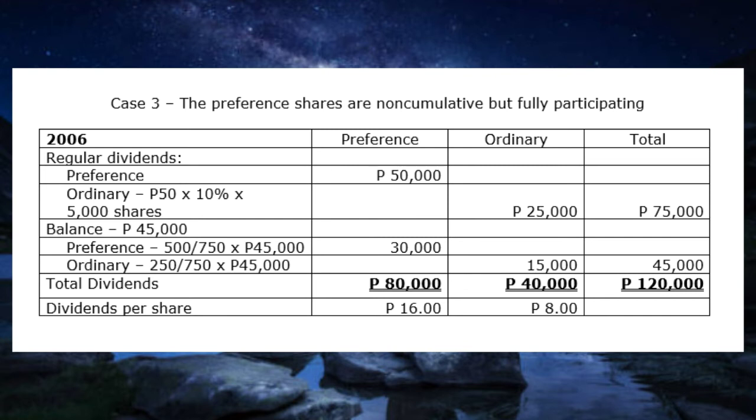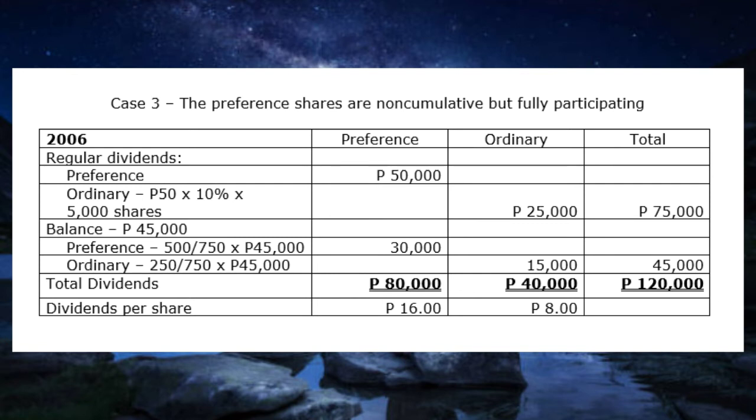2006 regular dividends: preference 50,000 pesos; ordinary, 50 times 10% times 5,000 shares is equal to 25,000 pesos. Total is 75,000 pesos, balance 45,000 pesos. Preference, 500 divided by 750 times 45,000 pesos is equal to 30,000 pesos. Ordinary, 250 divided by 750 times 45,000 is equal to 15,000 pesos.